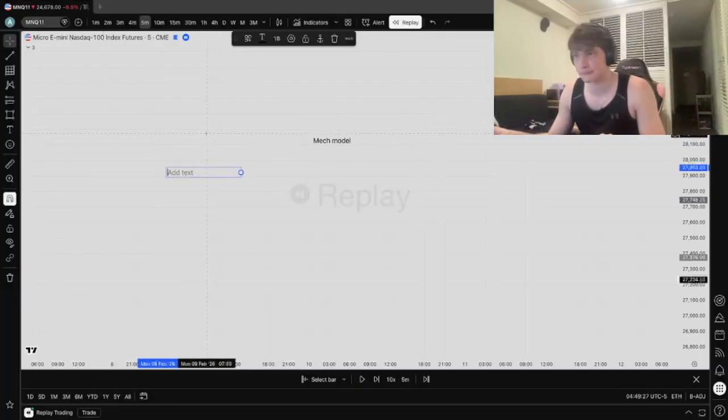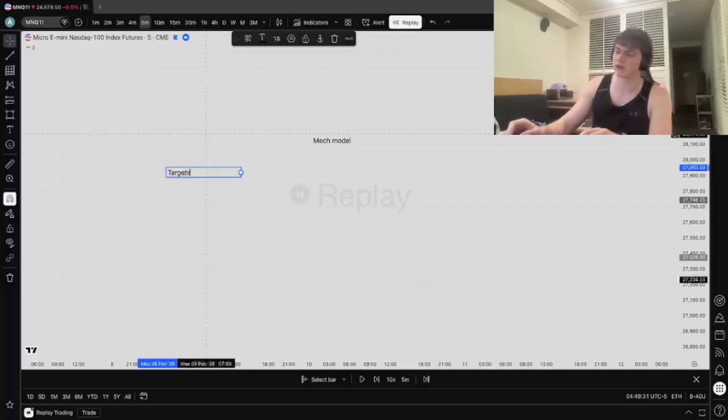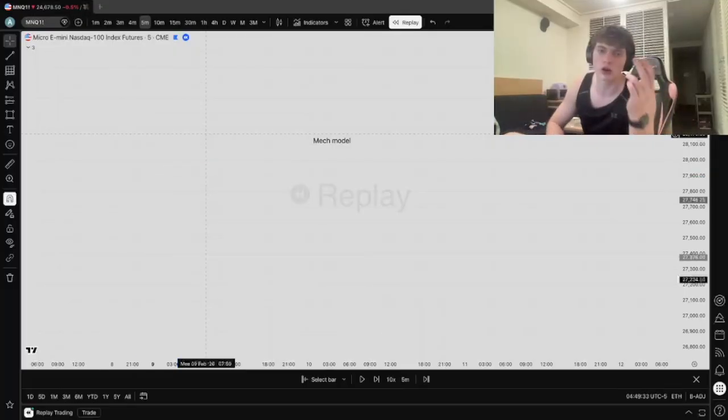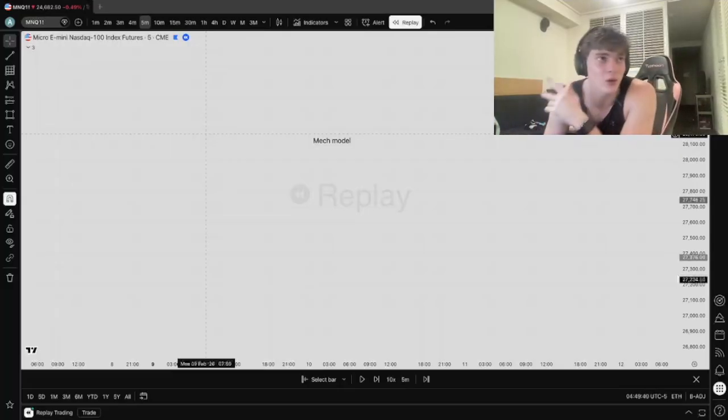So our targets, you know what targets we could be looking for. If we're not looking for those imbalances, it could be low resistance liquidity, session high low, previous day high low, weekly high low, relative equal highs, those kinds of things, right? Pretty simple.